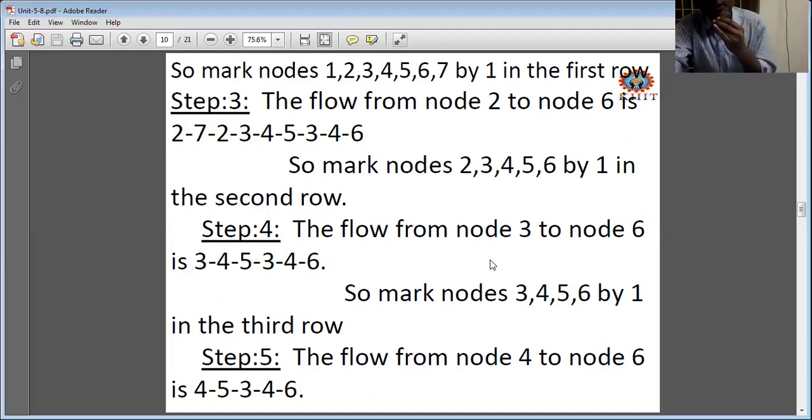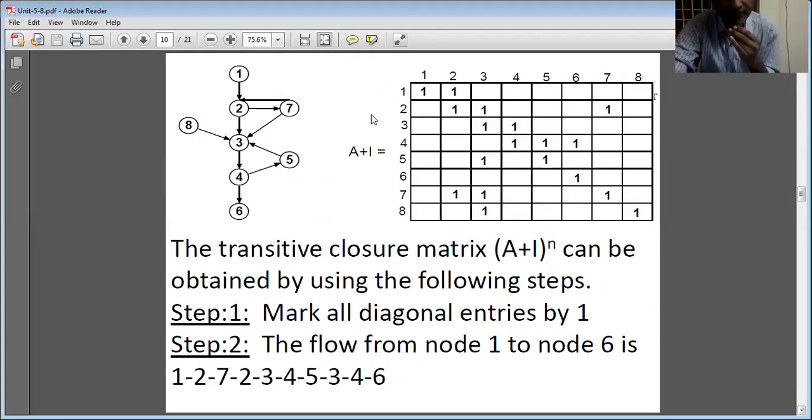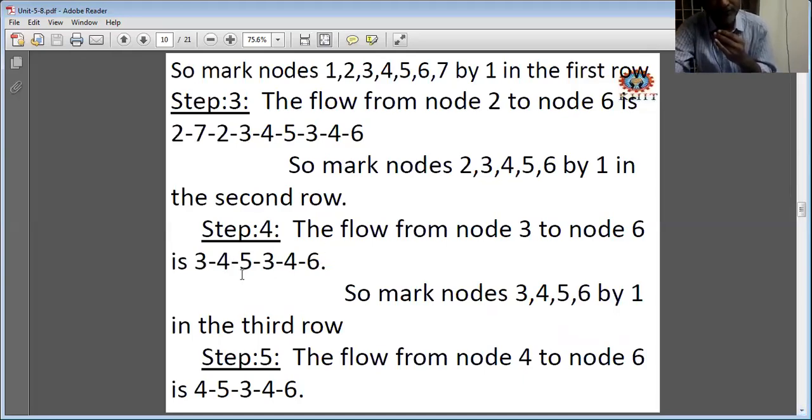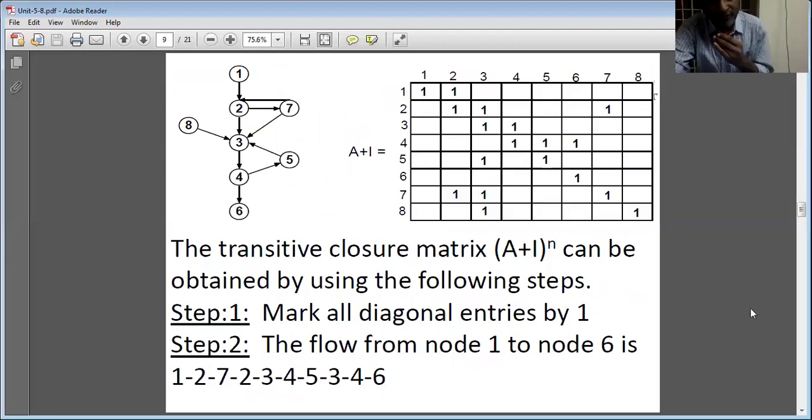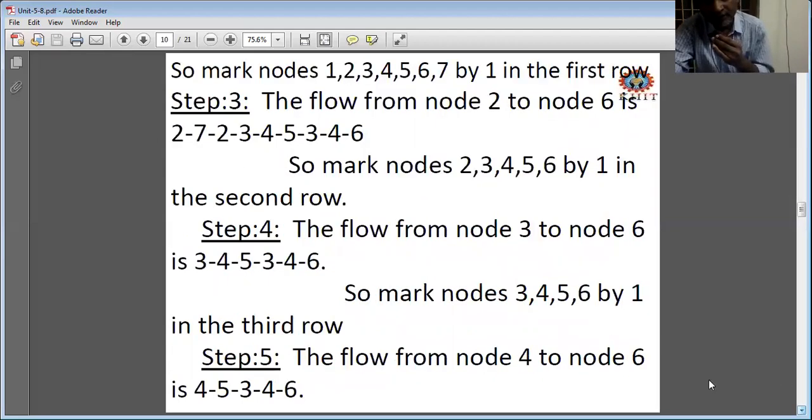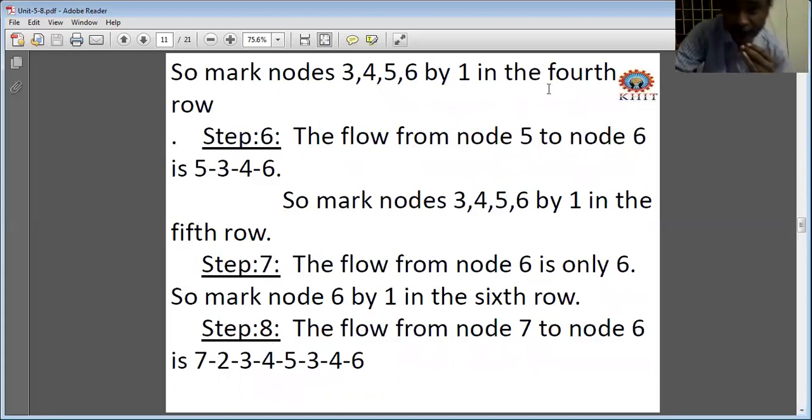The flow from node 3 to node 6 is 3 to 4, 4 to 5, 5 to 3, 3 to 4, 4 to 6. So mark the nodes 3, 4, 5, 6 by 1 in the third row. Next, the flow from node 4 to node 6: 4 to 5, 5 to 3, 3 to 4, 4 to 6. So mark the nodes 3, 4, 5, 6 by 1 in the fourth row.